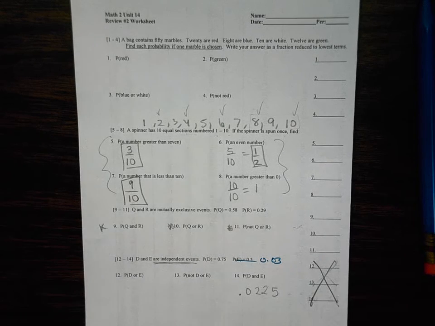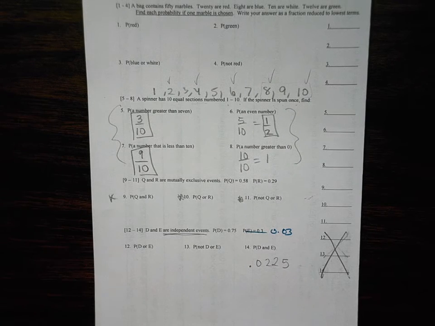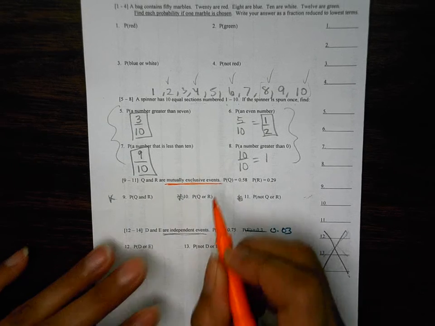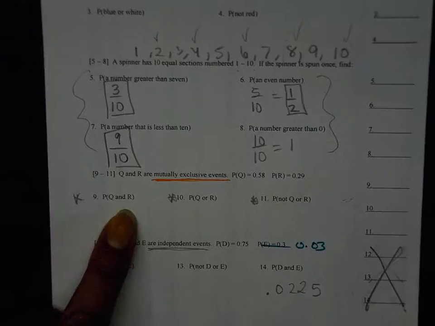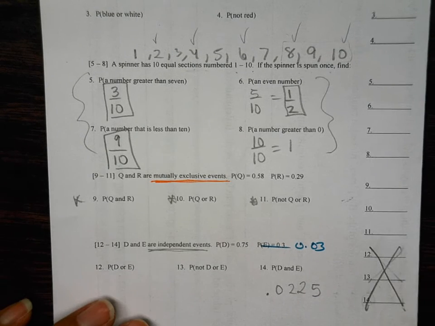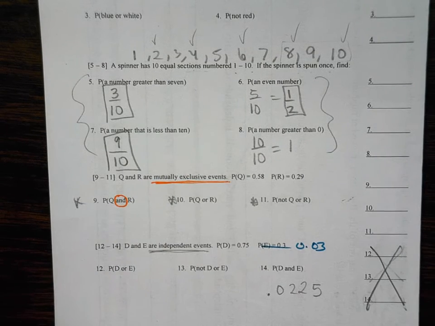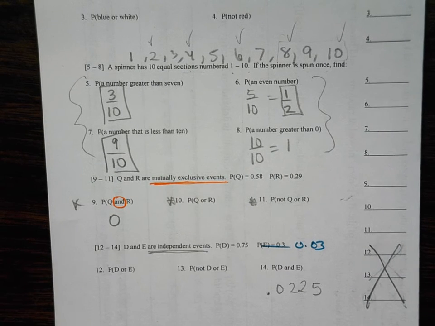Okay, continuing. Probability of Q and R. These events are mutually exclusive. When we're dealing with mutually exclusive, one of them does equal 0. Is that 9, 10, or 11? 9 is the one that equals 0. What's the word that tells us? And. And is considered the overlap. If they're mutually exclusive, do they overlap? No. No work needed. It's 0.